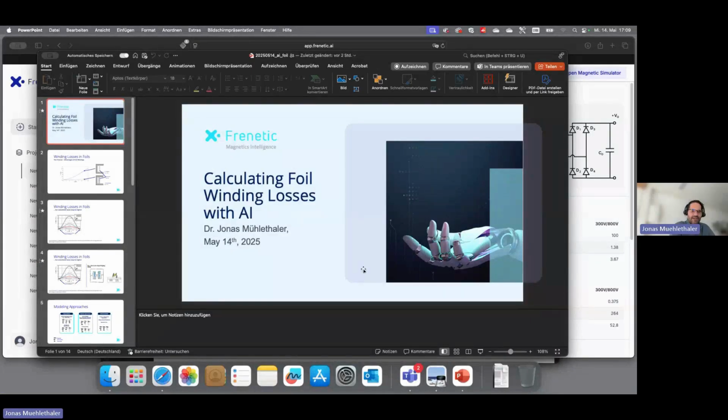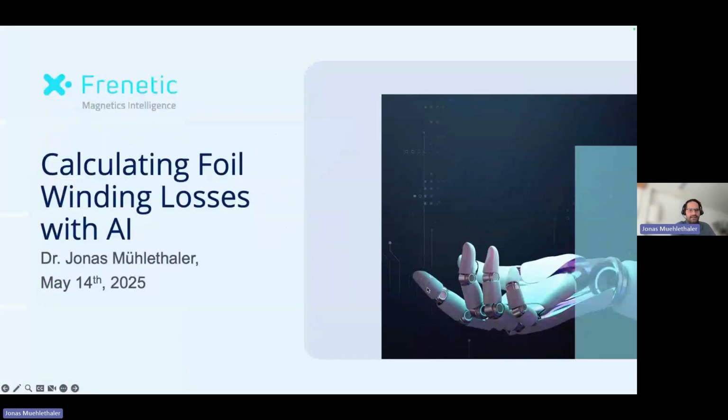All right, let me start because we don't have so much time and I don't want to go over the time that we organized. I would like to talk about a new tool that we recently launched in the Frenetic Magnetic Simulator. Again, Magnetic Simulator is our core tool. That's where we are strong in designing and modeling magnetic components. We introduced a new model that allows calculating foil winding losses, and we use artificial intelligence for that. I will quickly explain how this works in a high-level presentation.